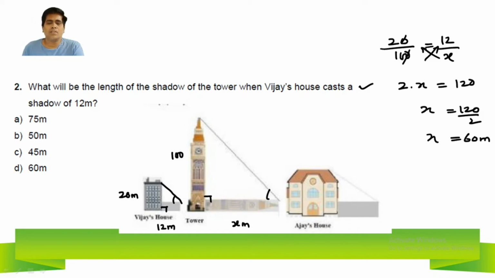So what is the shadow of the tower here now? 60 meters. Why? Because Vijay's house shadow is changing. At the same time, the shadow of the tower will also change. So based on this, we got it as 60. So here it is 60 meters. Let's see the third question now.